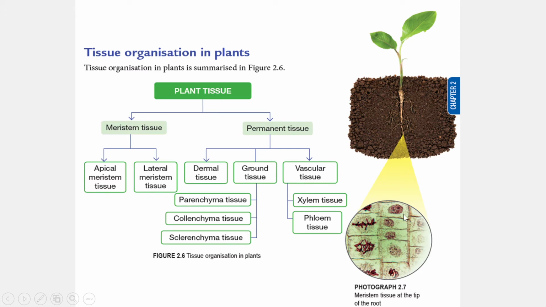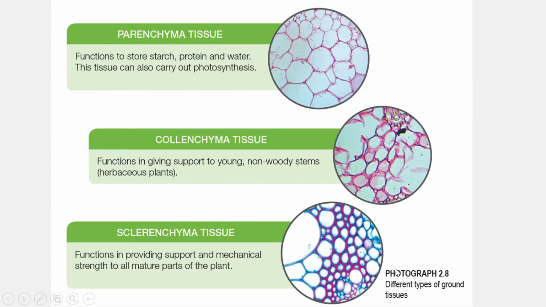So when you see this picture like this, it is actually at the tip over here. It is showing the meristem tissue yang masih lagi sedang aktif membahagi secara mitosis, proses mitosis. So you see the different stages of mitosis over here.